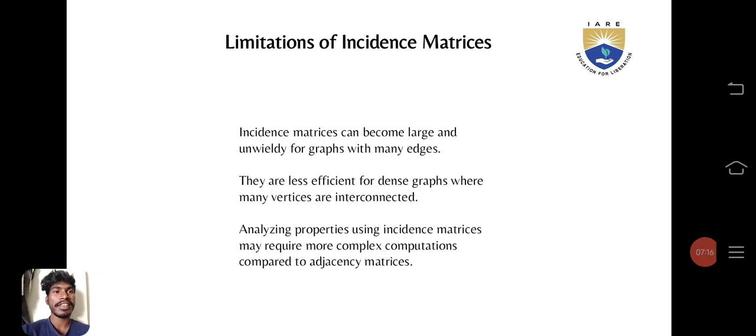Limitations of incidence matrices. Incidence matrices can become large and unwieldy for graphs with many edges. They are less efficient for dense graphs where many vertices are interconnected. Analyzing properties using incidence matrices may require more complex computation compared to adjacency matrices.